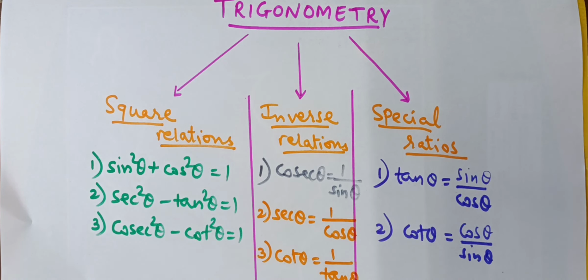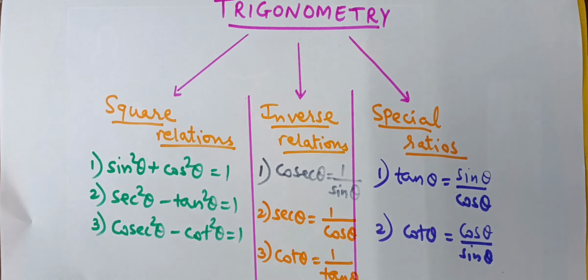After three inverse relations, there are two special ratios most useful in questions of trigonometry. First, we can write tan as sine by cos. So tan theta equal to sine by cos and cot theta equal to cos by sine. So these three types of relations, the inverse and special ratios, are very, very important for proving any result in the concept of trigonometry. After this, we have to remember the basic identities, the algebraic identities.